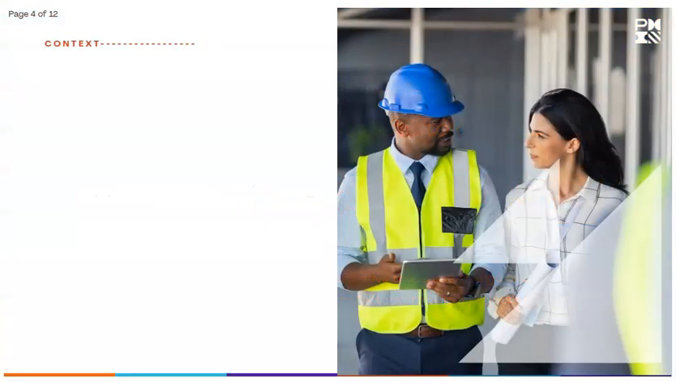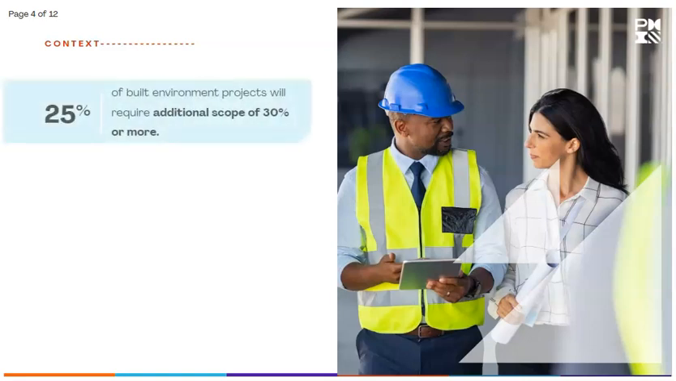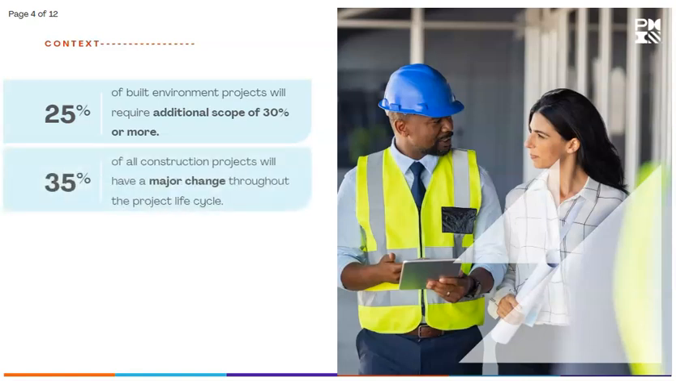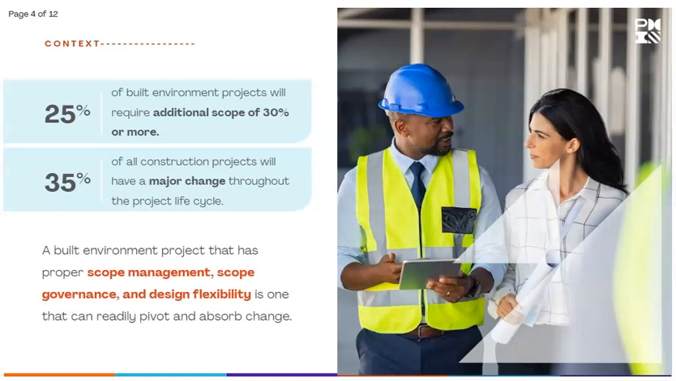According to a PMI Built Environment Expert Panel, construction projects often require changes to be made to scope and deliverables. 25% of built environment projects will require additional scope of 30% or more. 35% of all construction projects will have a major change throughout the project lifecycle. A built environment project that has proper scope management, scope governance, and design flexibility is one that can readily pivot and absorb change. If done correctly, you can avoid having to compromise on your desired business and project outcomes.